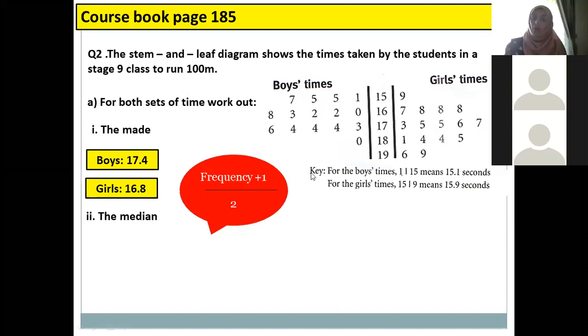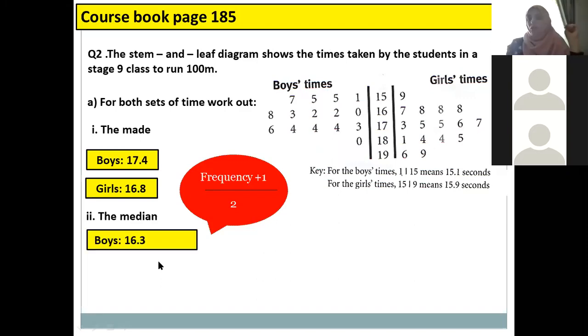The boys have their frequency and the girls have theirs separately. Count them. How many boys do we have? How many girls do we have? We have 15 boys. So 15 plus 1 is 16, divided by 2 equals 8. The number 8: 1 2 3 4 5 6 7 8. So what is the median? 16.3. Bravo.